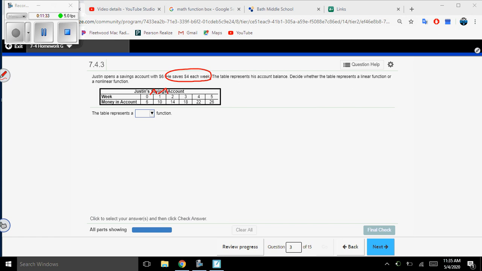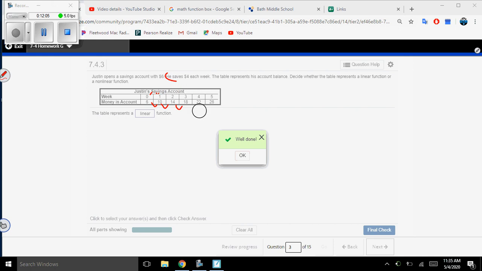If we look at the gaps on the x values, they are simply 1. And since he's doing $4 a week, he's going to add $4 every single week. So our y over x, our constant of proportionality, our slope, our unit rate, our rise over run, is going to be 4 over 1. It's going to be constant. And if that slope is constant, then yes, you have a linear function.